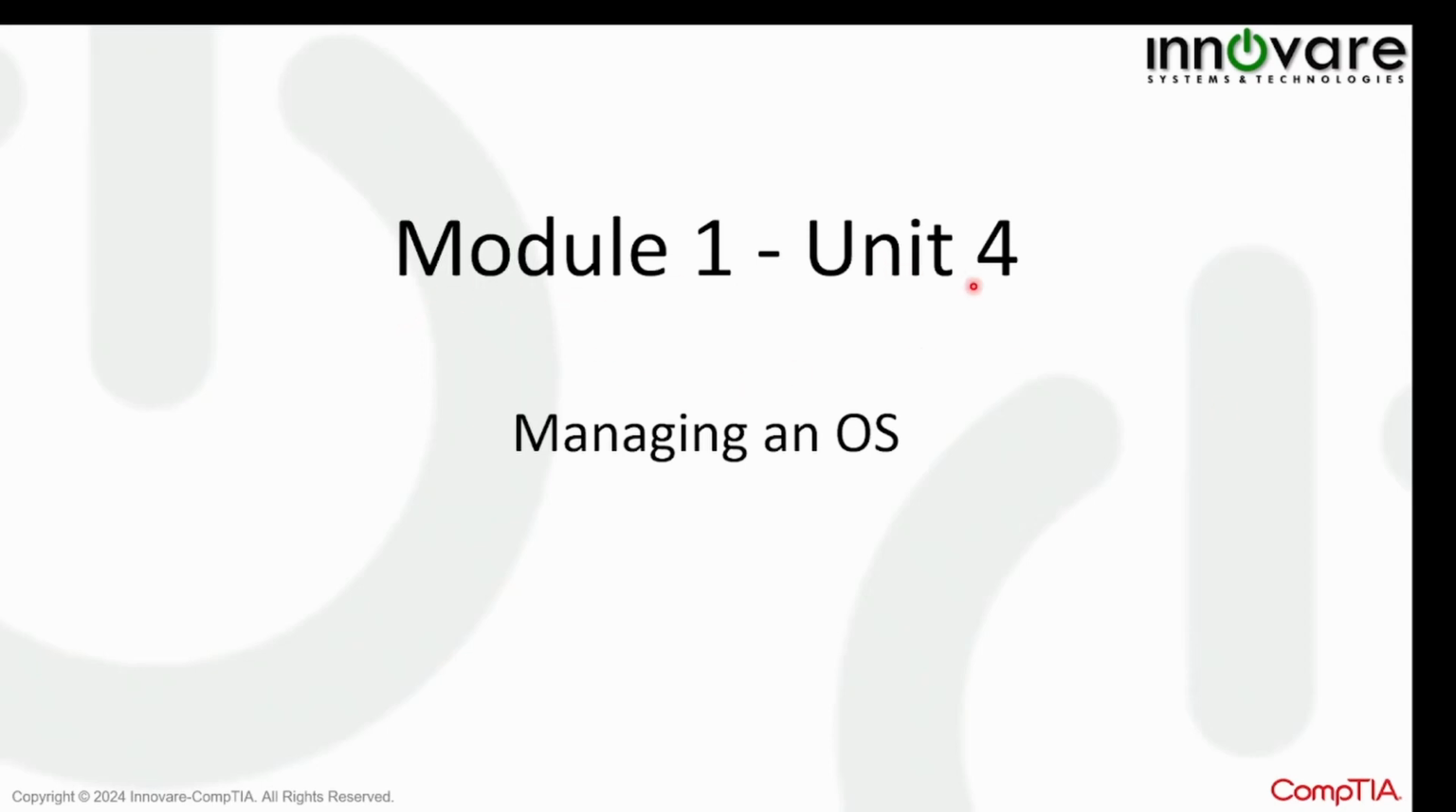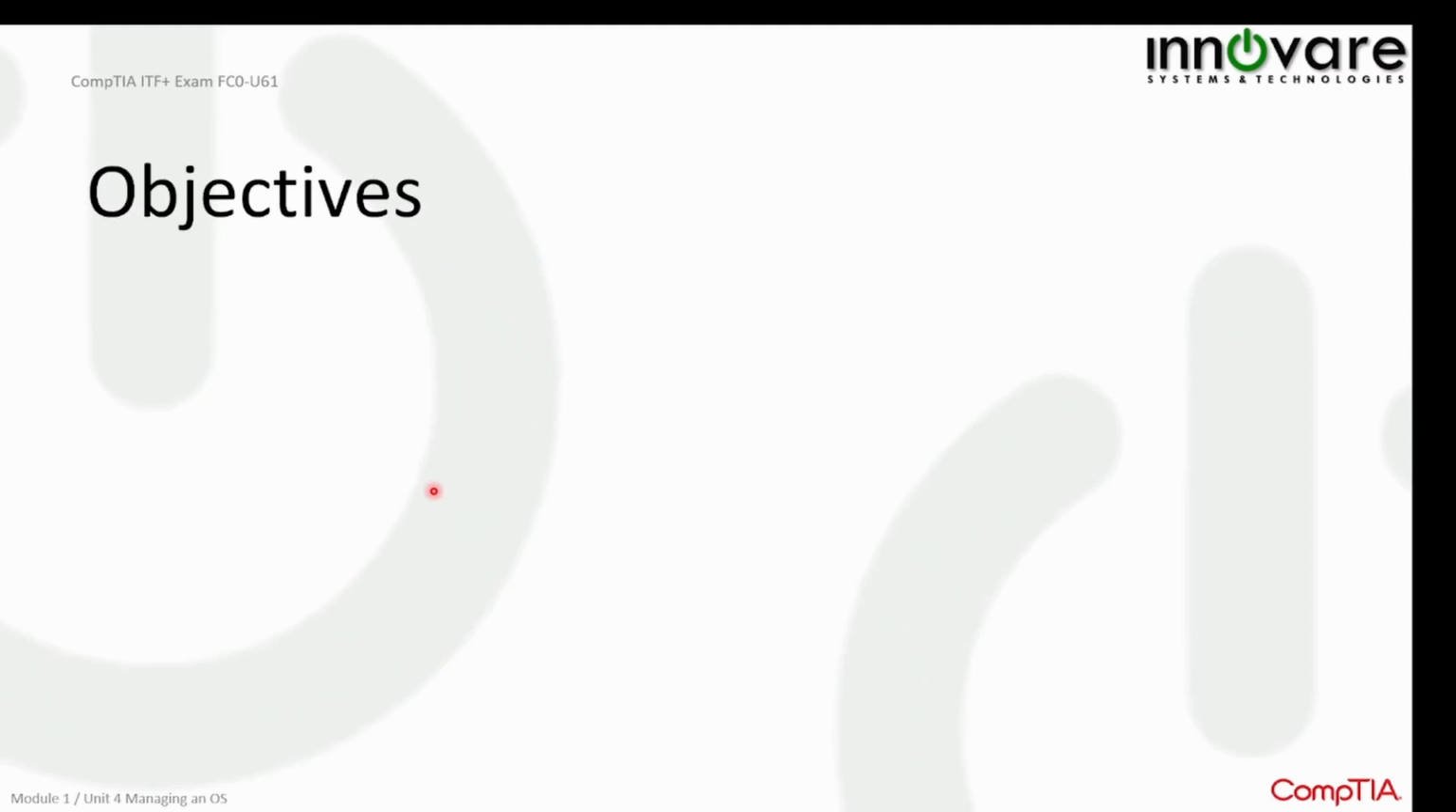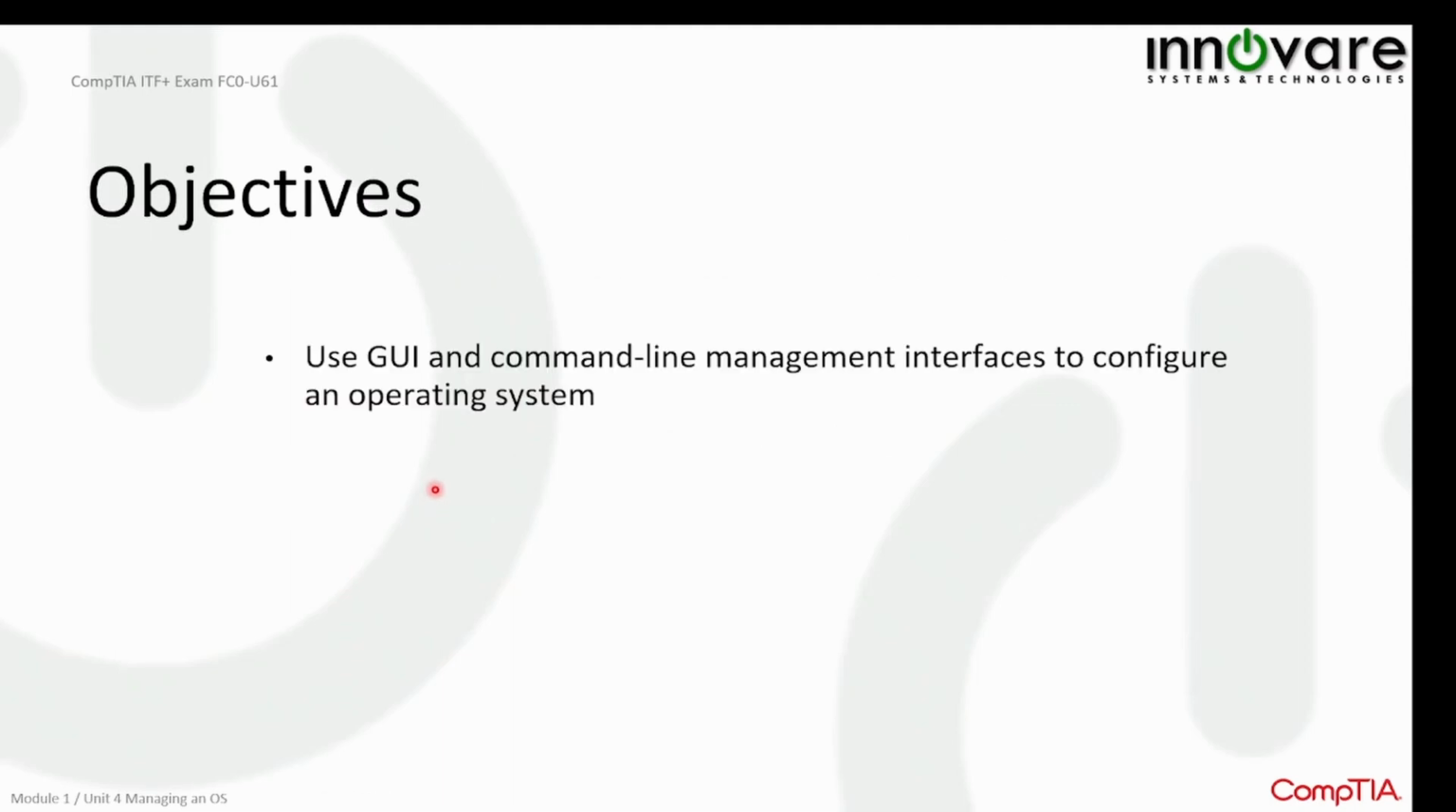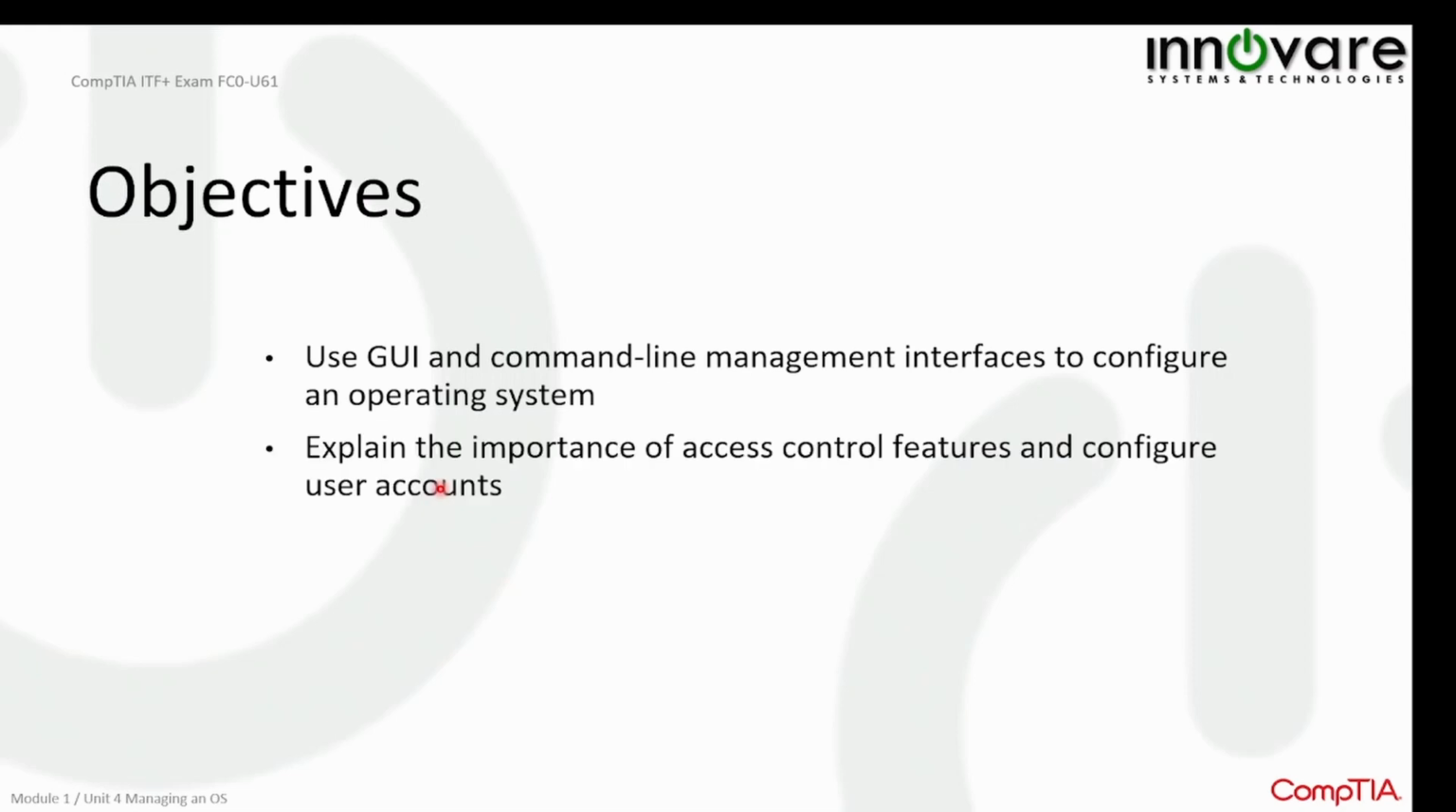Module 1, Unit 4, Managing an OS. In this unit, our objective is to use a GUI and a command line management interface in order to configure an operating system. These are the things we will learn, and we will be able to explain the importance of access control features and learn how to configure user accounts. Those are the tools that we will be exploring for this unit.